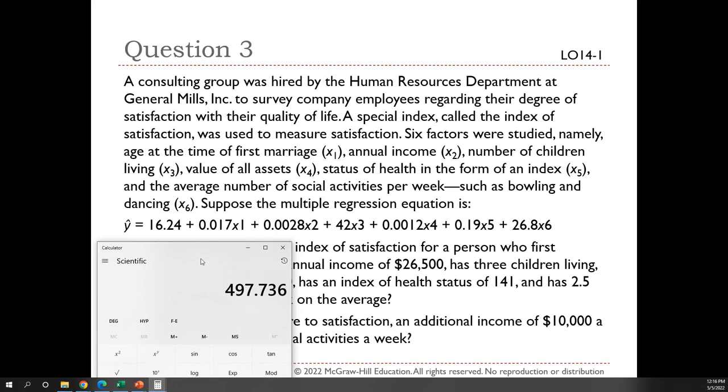So we come out to 497.736 is his satisfaction index. How do they interpret that? That is up to them.